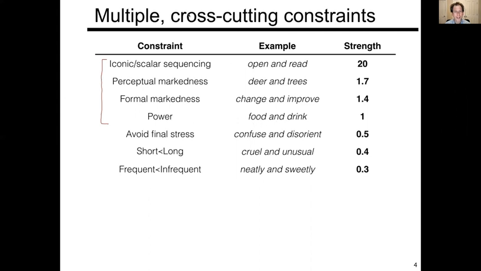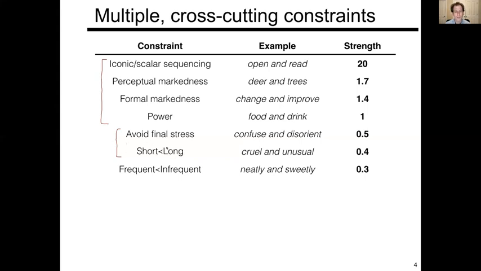There are also non-semantic constraints. So for example, these two are about the phonological form, the sound form of the word. So in confuse and disorient, confuse ends with a final syllable stress, fuse, whereas disorient doesn't. This final syllable is not stressed. And generally it seems that people don't like to choose orderings that put final stress on the entire phrase. So confuse and disorient is preferred over disorient and confuse.